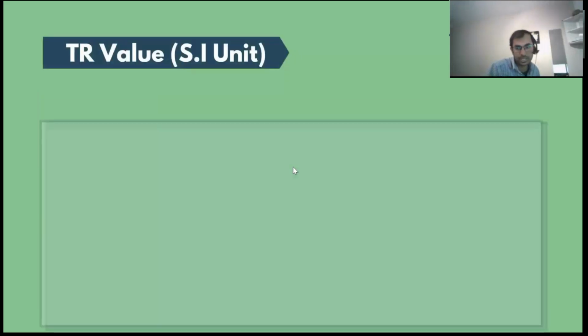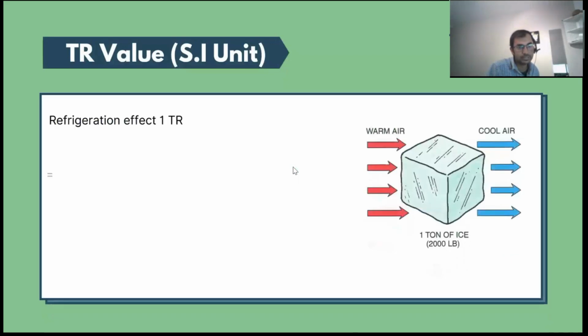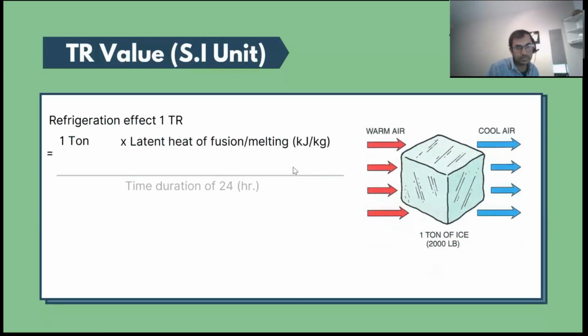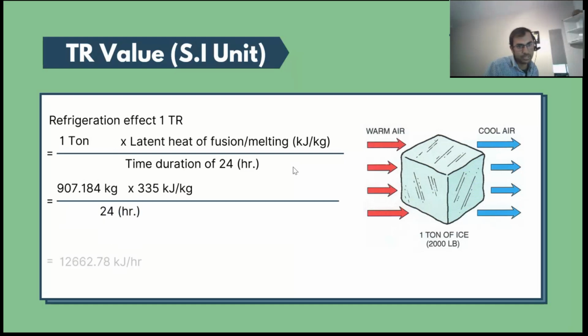Now if you see in the other unit, refrigeration effect, 1 tonnage equals 1 ton into latent heat of fusion for melting, that is kilojoule per kg, by 24 hours. So 1 ton equals 907.184 kg and latent heat of fusion equals 335 kilojoule per kg, and by 24. So it is 12,662.78 kilojoule per hour.